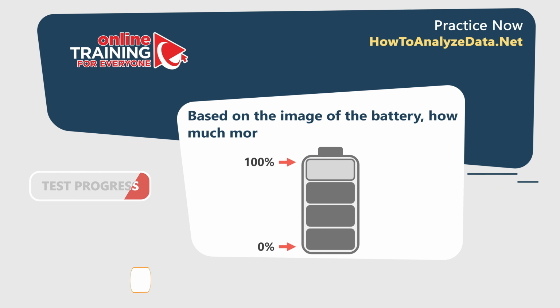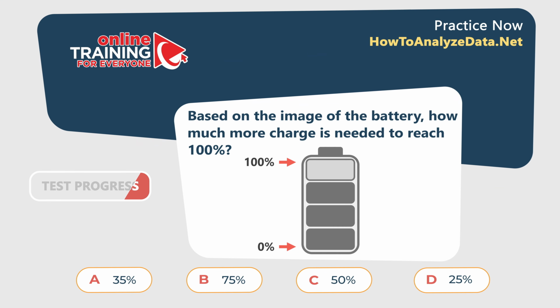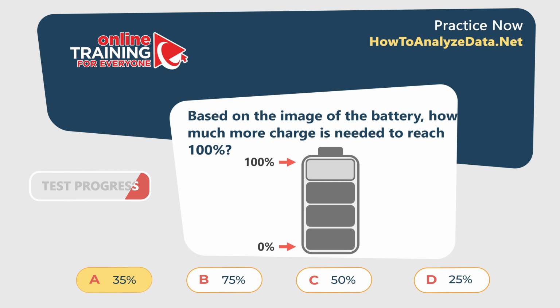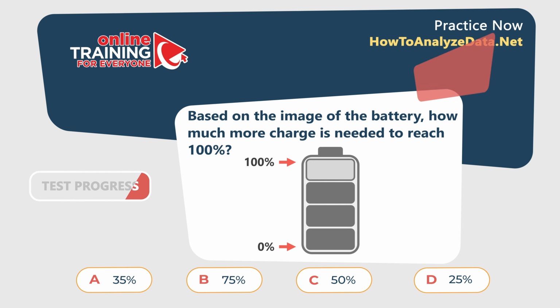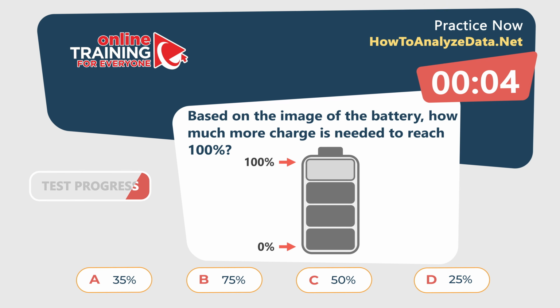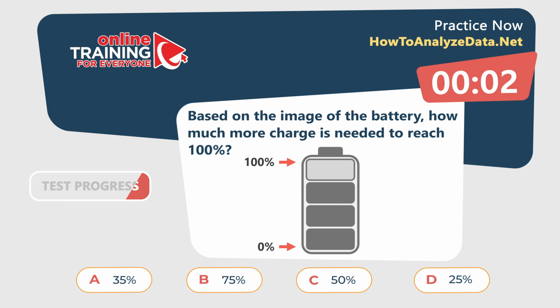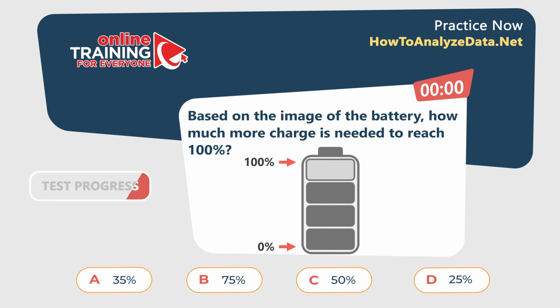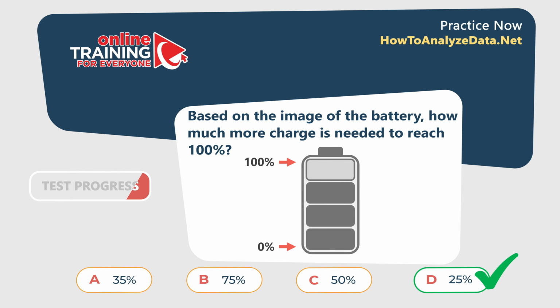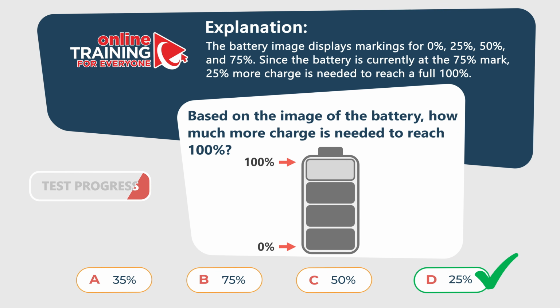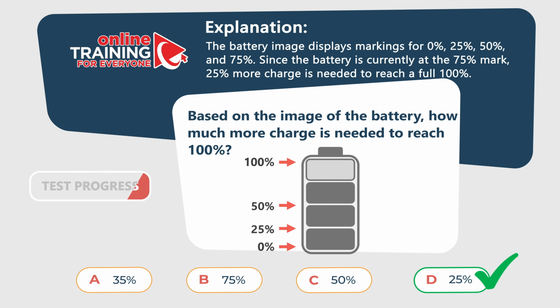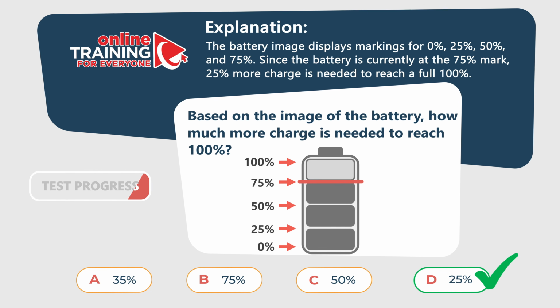Based on the image of the battery, how much more charge is needed to reach 100%? A. 35%, B. 75%, C. 50%, or D. 25%? The correct answer is choice D, 25%, and here's why. The battery symbol is broken down into 4 equal parts, which represent 0, 25%, 50%, and 75%. Since the battery currently is at 75% mark, 25% charge is needed to reach full 100%.